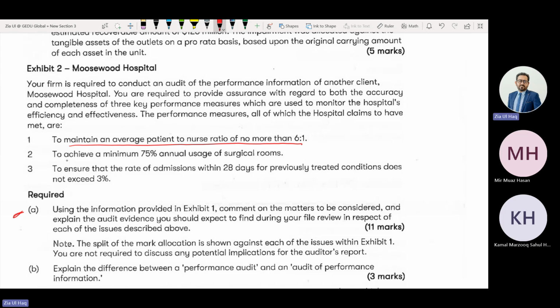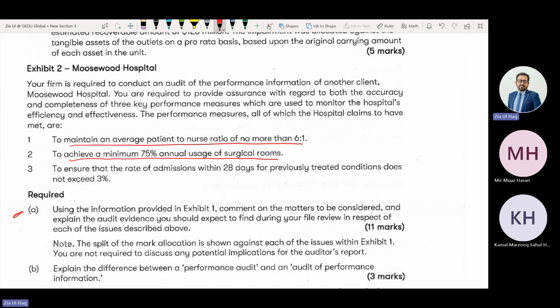The second measure is to achieve a minimum 75% annual usage of the surgical room. If a surgical room is there for surgery, it must be used properly. How much should it be used? A minimum of 75%. 75% means out of 24 hours, the surgical room must be used for 18 hours in a hospital.